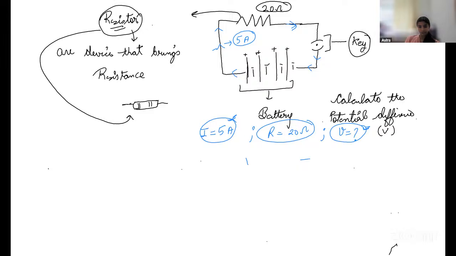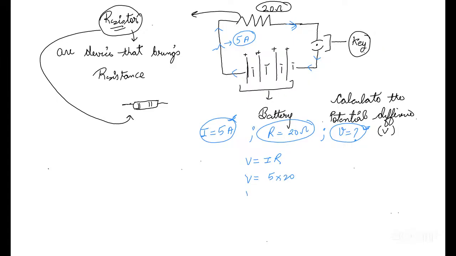V equal to IR, but we'll change it to I upon R equal to V. How? We have the formula V is equal to IR, no? Oh yeah, sorry. And then we put in 5 and 20. So it means that 100 volt is the battery voltage.